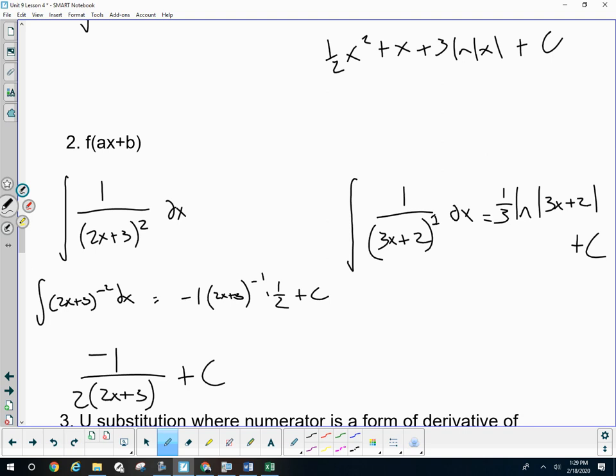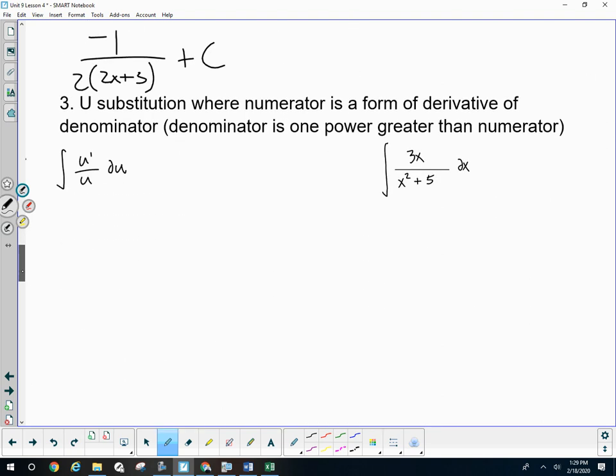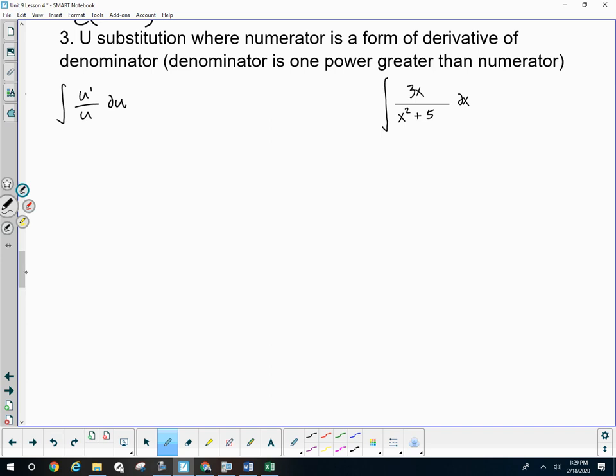Okay, so let's all review. First situation, second situation. The third situation, not reviewed. And I want us to change this from u and u prime to f and f prime.